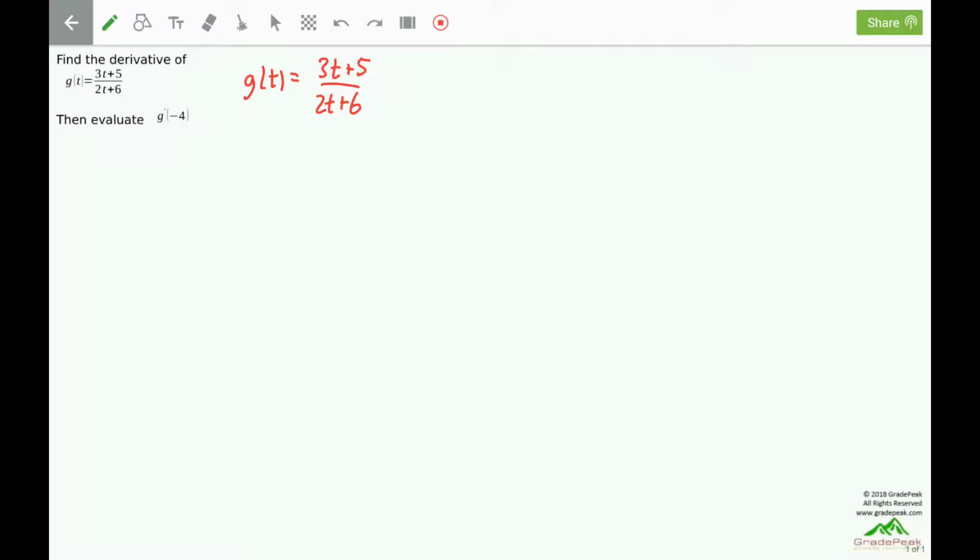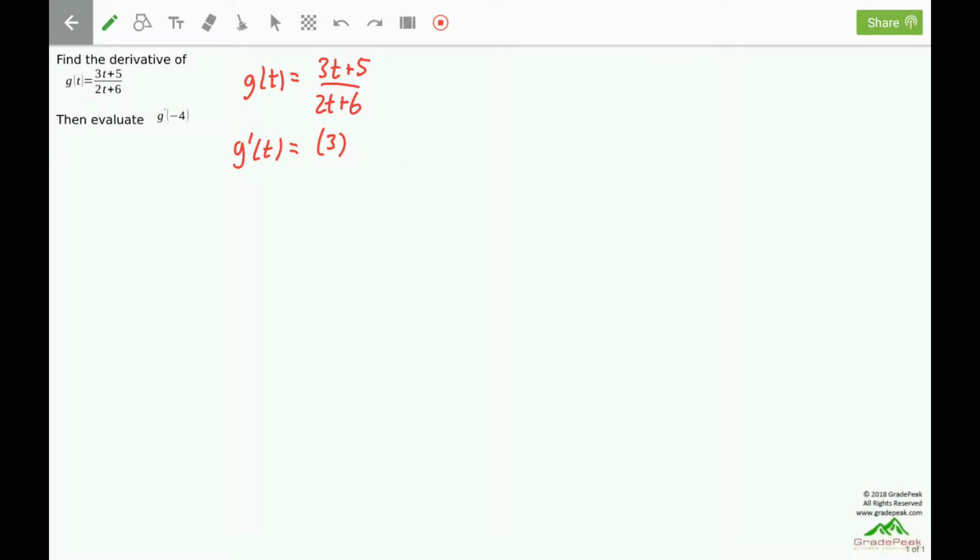We don't have a single term in the denominator, so we can't take the quotient directly. We definitely need to use the quotient rule here for our derivative. G prime of t, the derivative for the quotient rule, will be the derivative of the numerator, derivative of 3t, constant times t will give us the constant 3.